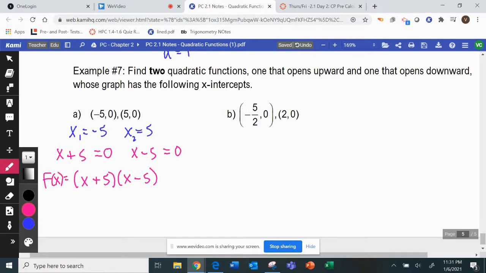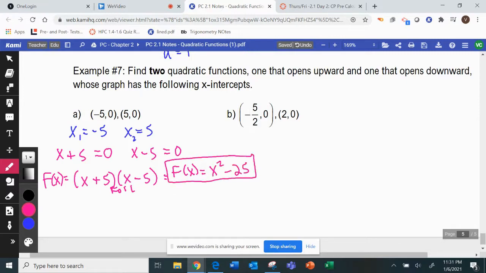Now, this says we have to do 2 functions, though. Here's one of them. And I believe in the assignment, it asks you to write it in quadratic form, which is ax squared plus bx plus c. So I'm going to go ahead and FOIL this out. And so that's going to give me f of x equals x squared minus 25 when I multiply that out.